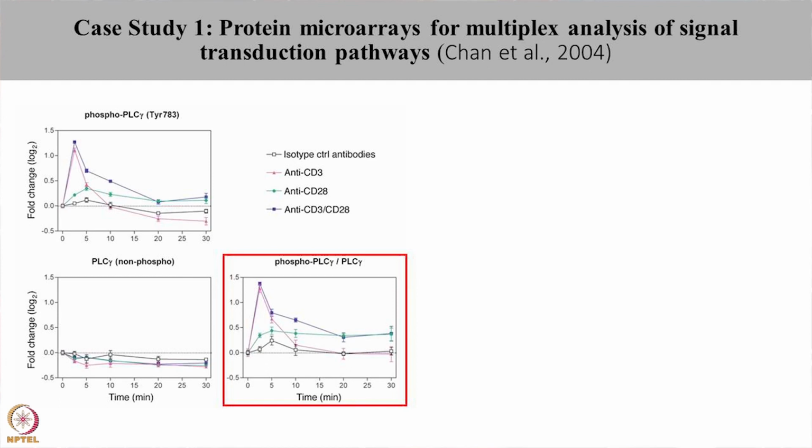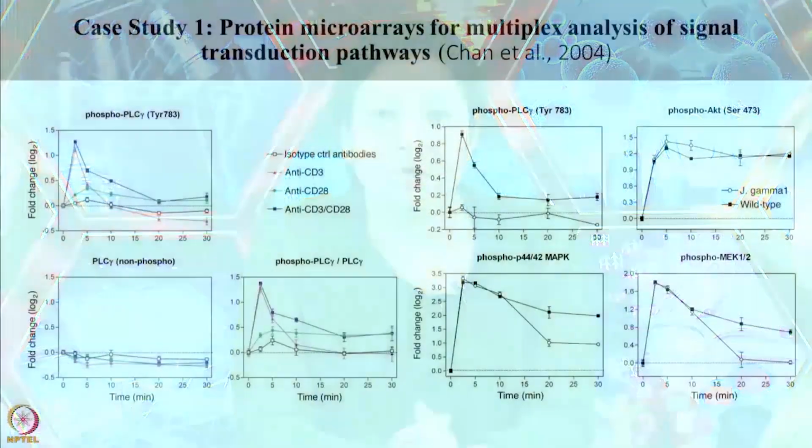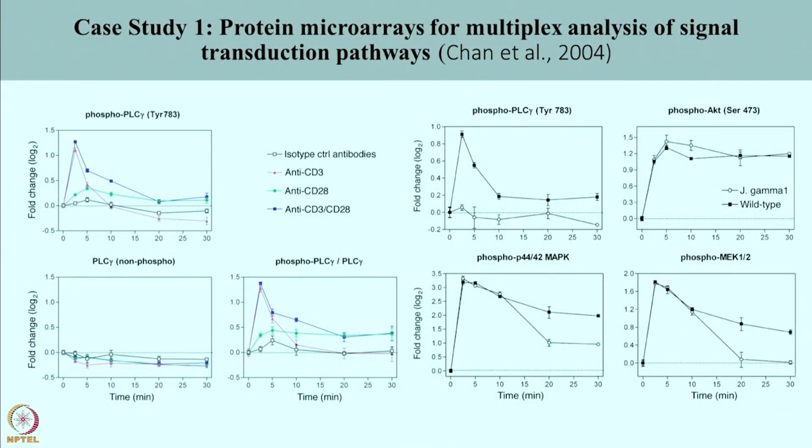To further delineate the signaling pathways, a cell line, J gamma 1, which is a mutant cell line of Jurkat T cells that does not have phospholipase C, was used, and wild type Jurkat cells were used to study the phosphorylation kinetics of the downstream signaling components. In this case, J gamma 1 cell lines and the wild type cell lines were treated with CD3 and CD28 antibody in combination. Different time points were studied.